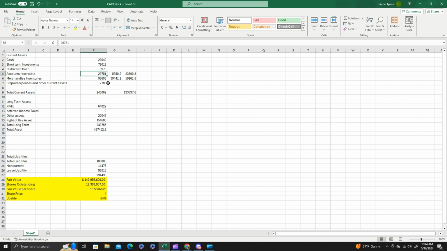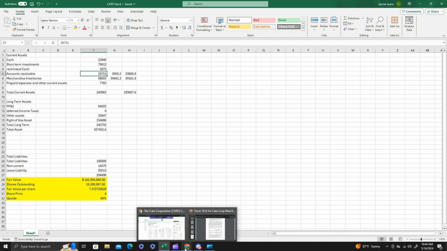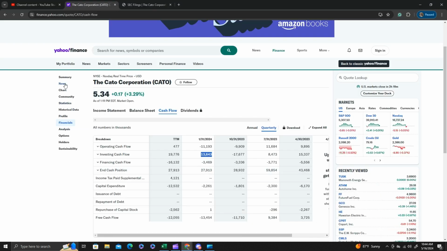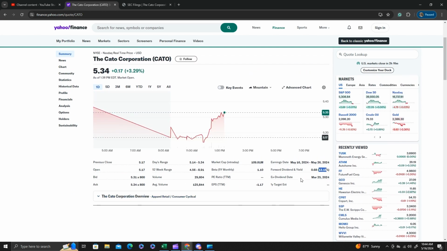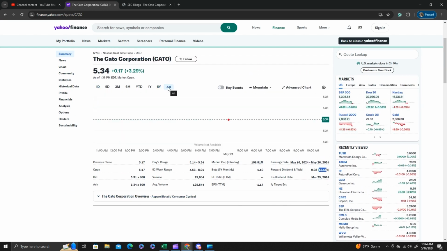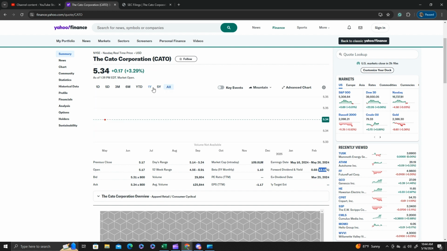I think it was like 13%. What's the dividend yield? Let me see again. Yeah, 13% dividend yield. I think they need to get rid of that, especially with the company losing money. You should not be paying dividends when your business is losing money.